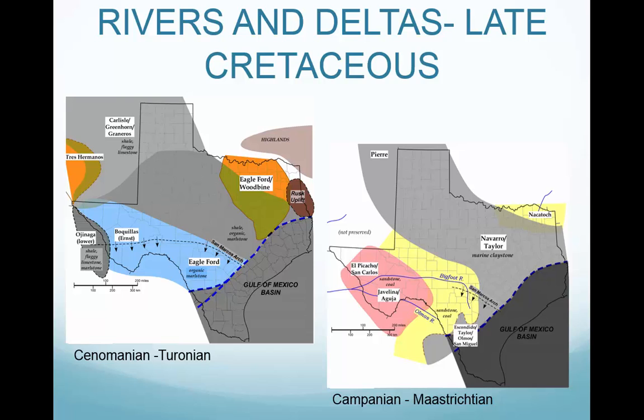But later on in the Cretaceous and the Campanian, we do start to see this enhanced clastic input from the Cordillera, from the west. Coming through the Big Bend country, the Javelina and Aguja underlying the Javelina, in Campanian time on, and it carries on to the Maastrichtian.